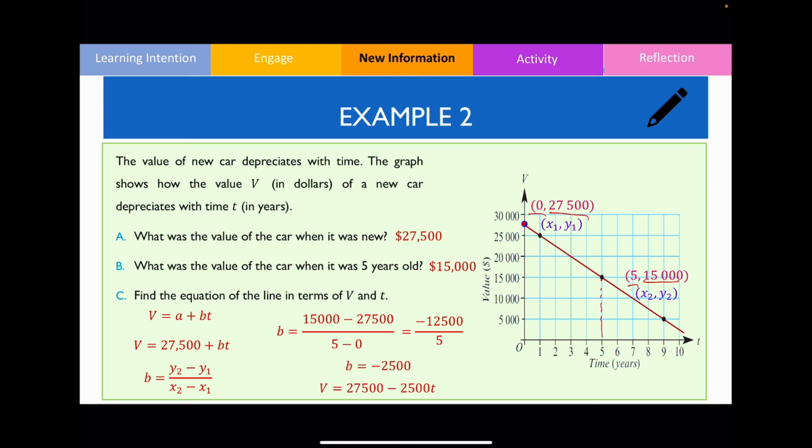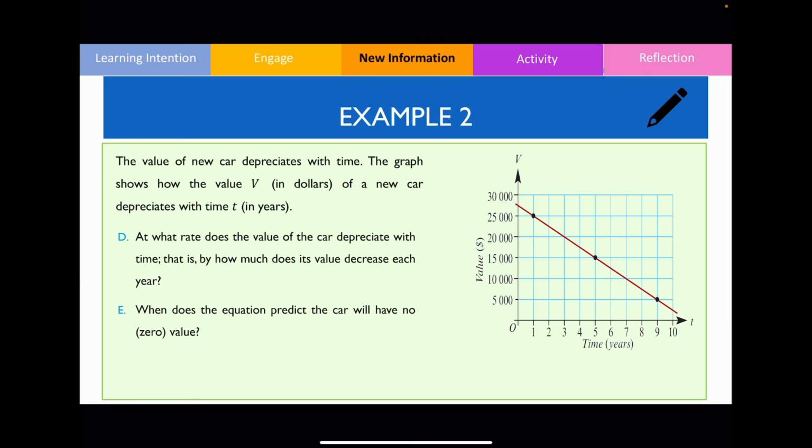Now, typically, I would be finding the domain after this as well, but that's going to be asked in part E, so I'll do that afterwards. For part D, it's asking at what rate the value of the car depreciates with time. So essentially, it's asking us for the gradient. All we need to do is interpret our gradient value. Therefore, it's going to decrease by $2,500 per year.